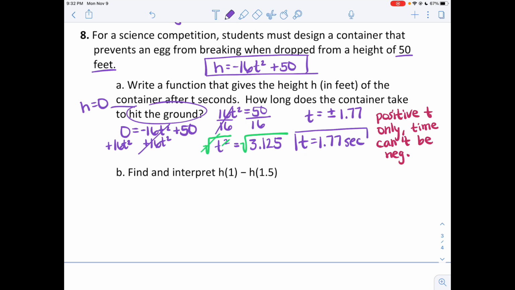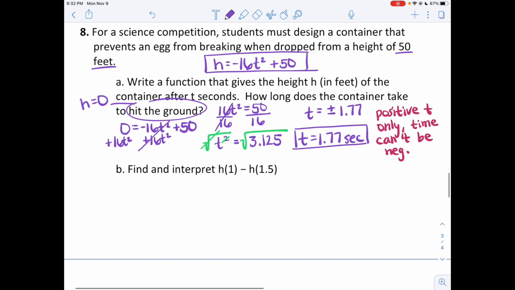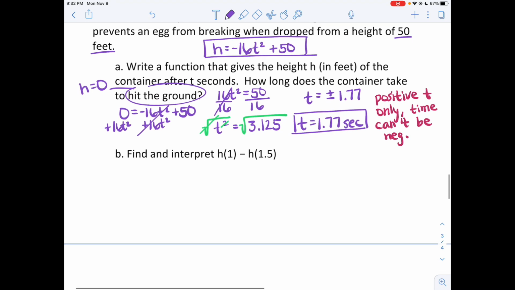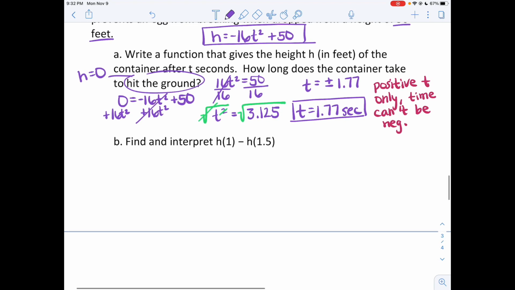So 1.77 seconds after we drop the container, it's going to hit the ground, and hopefully our egg will be intact. Part B of this problem says to find and interpret h of 1 minus h of 1.5. So it's asking us to plug in values of 1 and 1.5 for our t, and then subtract those and see how far we've moved between the seconds of 1 second and 1.5.